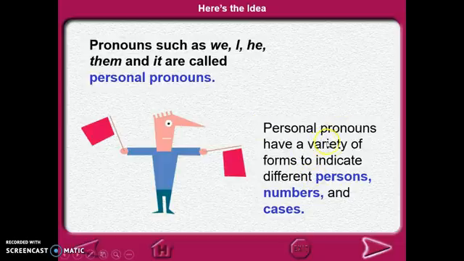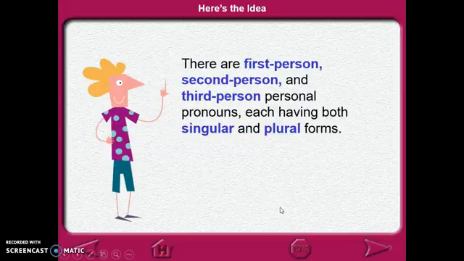Now, pronouns come in a variety of forms. They indicate different persons, they indicate different numbers, and they indicate different cases. I'm going to hit all three of these in the next couple of slides. Now, first of all, if we talk about person, there are first person pronouns, second person, and third person pronouns. Each has a singular and a plural. So we have the person: is it first, is it second, or is it third? And then we have the singular.